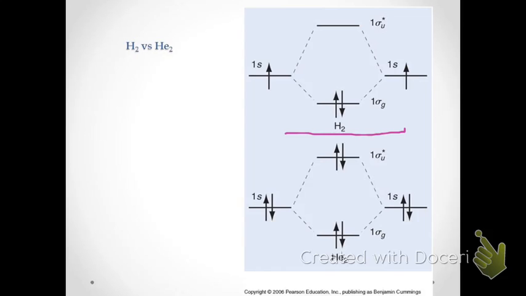We will fill in those 2 electrons, so we have an electron from the 1s orbital of hydrogen A and the 1s orbital of hydrogen B. We have 2 electrons. They will both go into the lower energy bonding orbital.